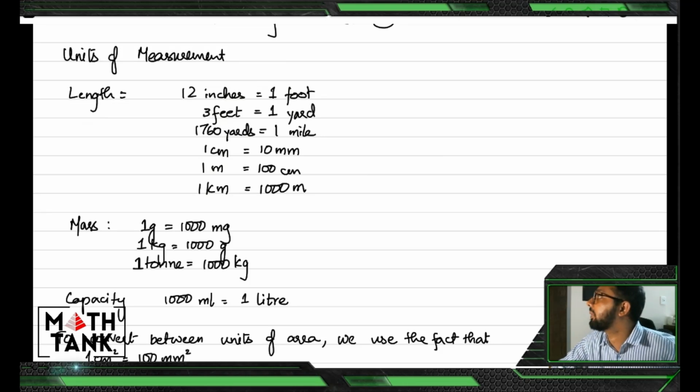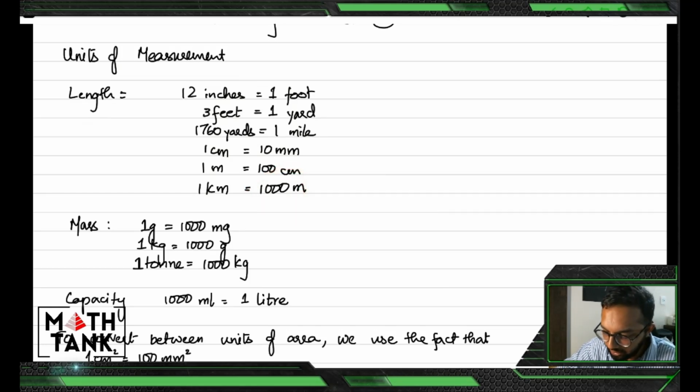I don't have a ruler right now in front of me, otherwise I would have pointed it out. Okay, so you see centimeters on your rulers, and then you see very small marks. Those are millimeters. How many millimeters make up a centimeter? 10 millimeters make up a centimeter. How many centimeters make up a meter? That is 100 centimeters, and then 1000 meters make up a kilometer.